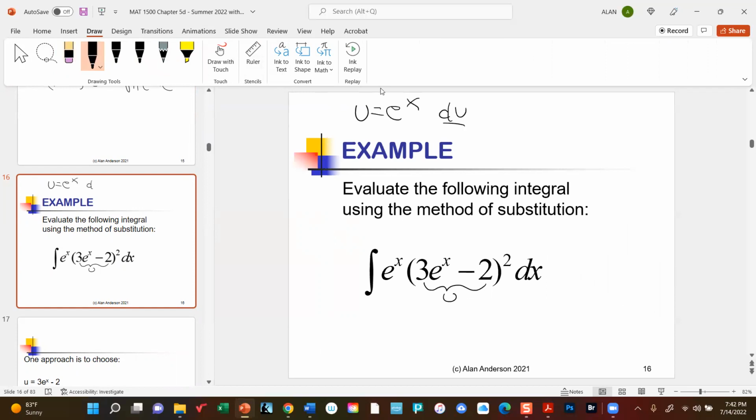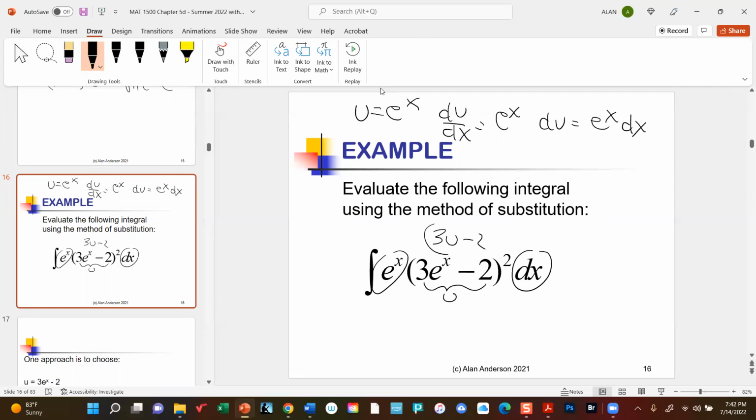Then du dx would be e to the x, and du would be e to the x dx. So you basically have that here, but then you don't have a u. What do we do here? This is 3u minus 2 squared, but that's not helping us because we don't have a rule for that. So instead, what we probably should do is try this.